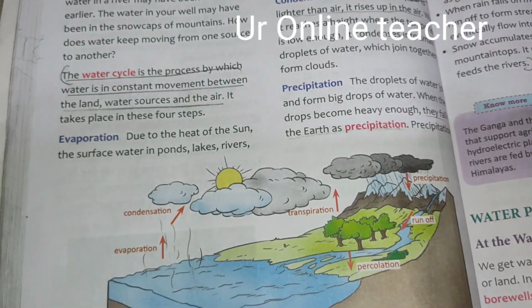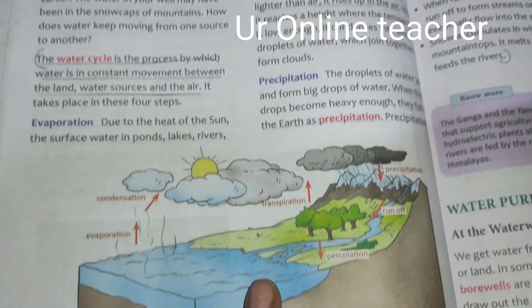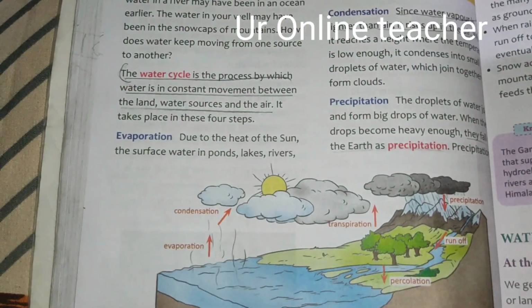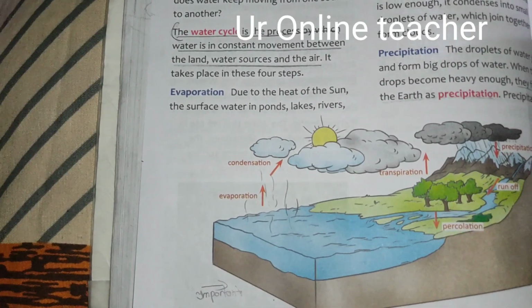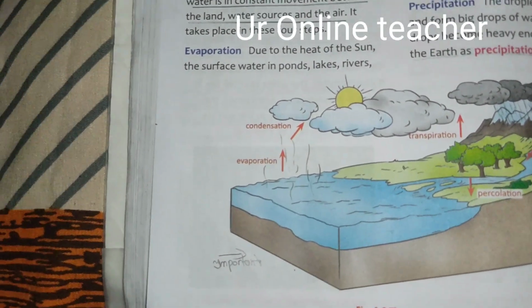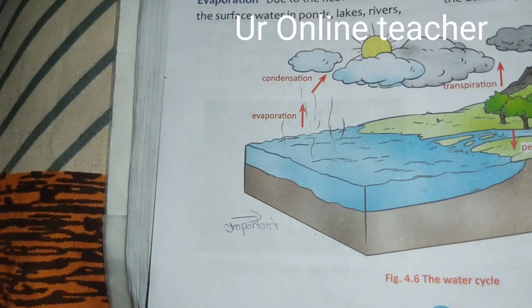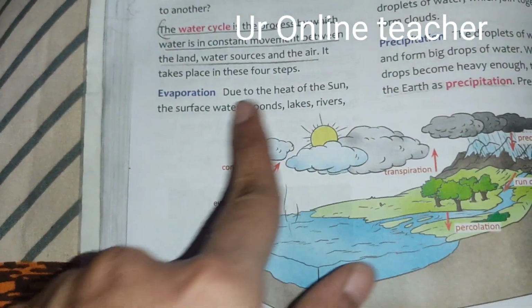First we will see what is evaporation. Because of the sun's heat, what happens? The surface of the water in ponds, lakes and rivers all evaporates because of heat and constantly evaporates into the atmosphere. During evaporation, water changes into vapor. We know that when we boil water, it becomes vapor. Like the same, even plants give out water vapor during transpiration. So like this, because of evaporation, water goes into the sky.